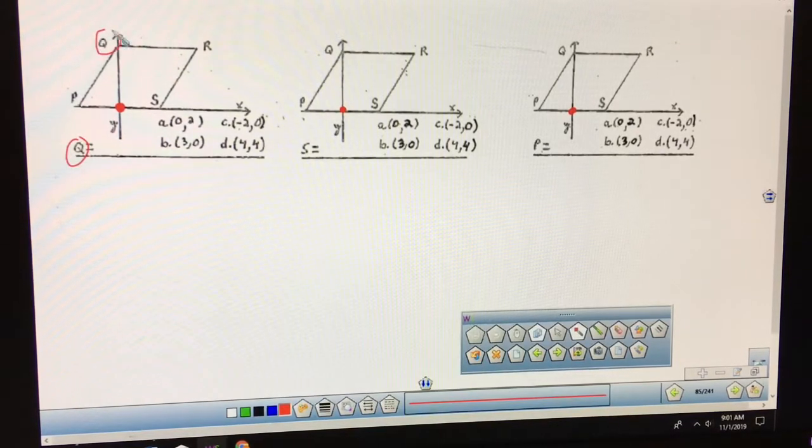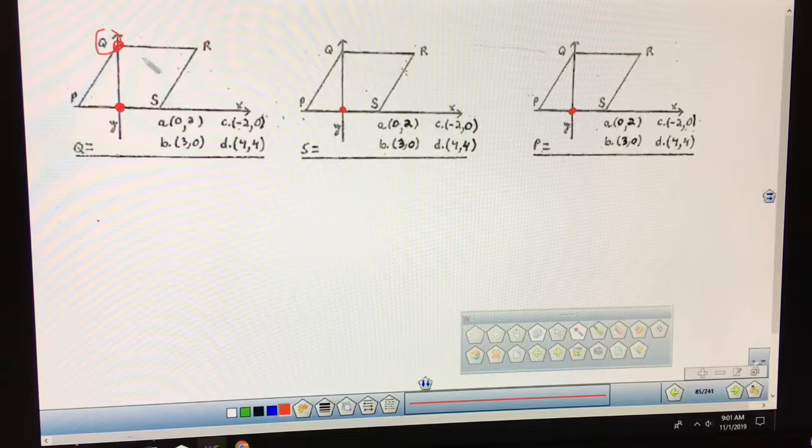They're asking for point Q. So that point there is on the y-axis. So there can't be any x value. It would have to be 0, something. And in this case, you go right 0, up 2. So that would be choice A.